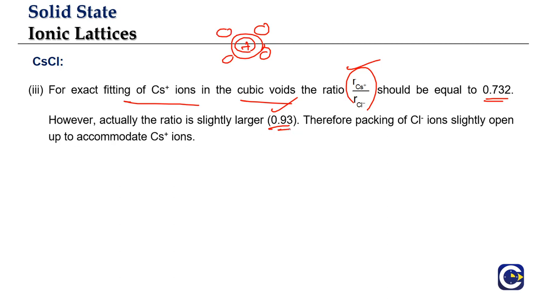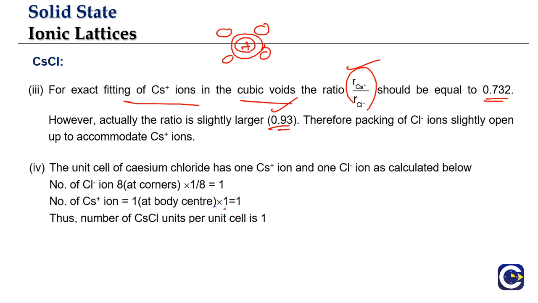So remember, in any case we have a question like this where they will ask why it is slightly distorted, always the ionic lattice distortions will come when the radius ratios do not exactly match. Like in this case, the reason cesium chloride will have a little bit open structure is because of the cation radius being higher.